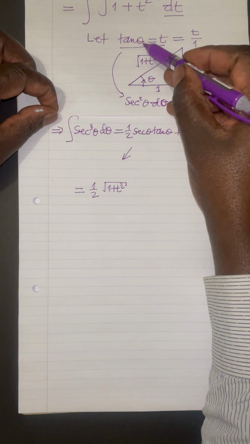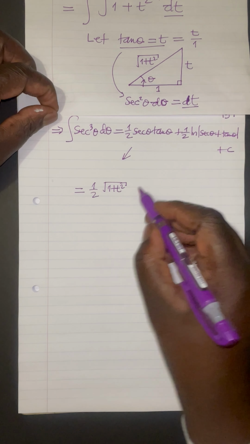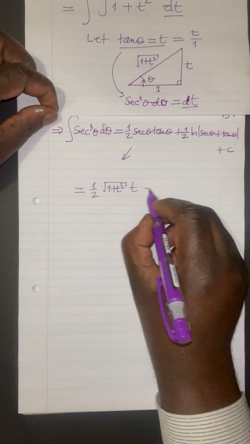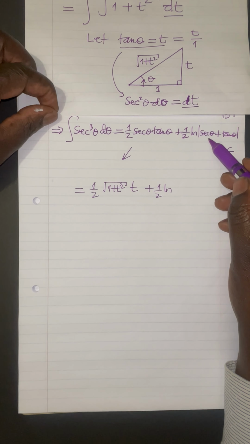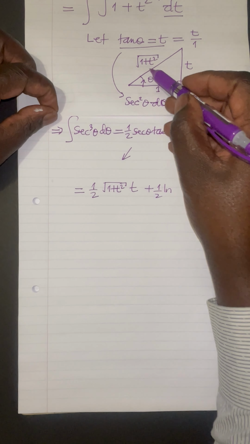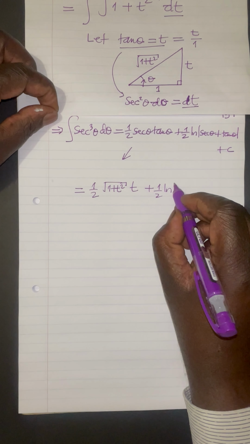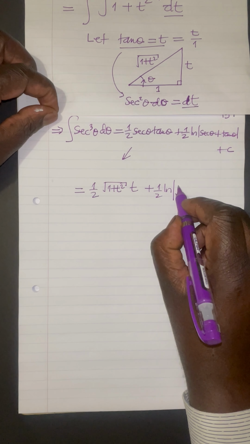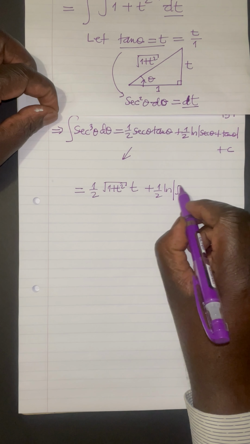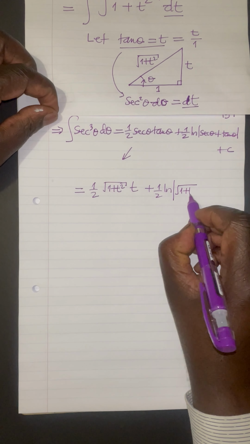Tan theta equals t. I hope you can see it there. Yes. So that will be t. And then I have plus half natural log of. Now, what is sec theta? Well, sec theta, like we said, is a square root, a positive square root. Let me maintain the absolute value signs for now. I will see whether we can keep it there or not. So this will be 1 plus t squared.